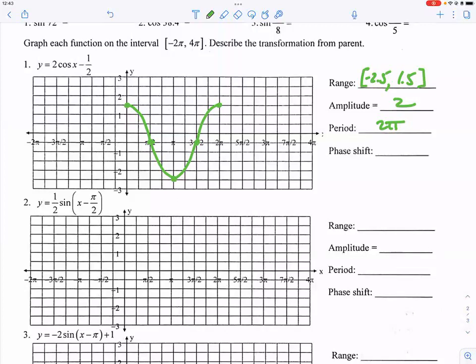Okay, so number 2, the amplitude is 1/2. Phase shift is to the right, pi/2. Period is still 2 pi for today. What is the range? The range would be from negative 1/2 to positive 1/2. There's no vertical shift, only a horizontal one.